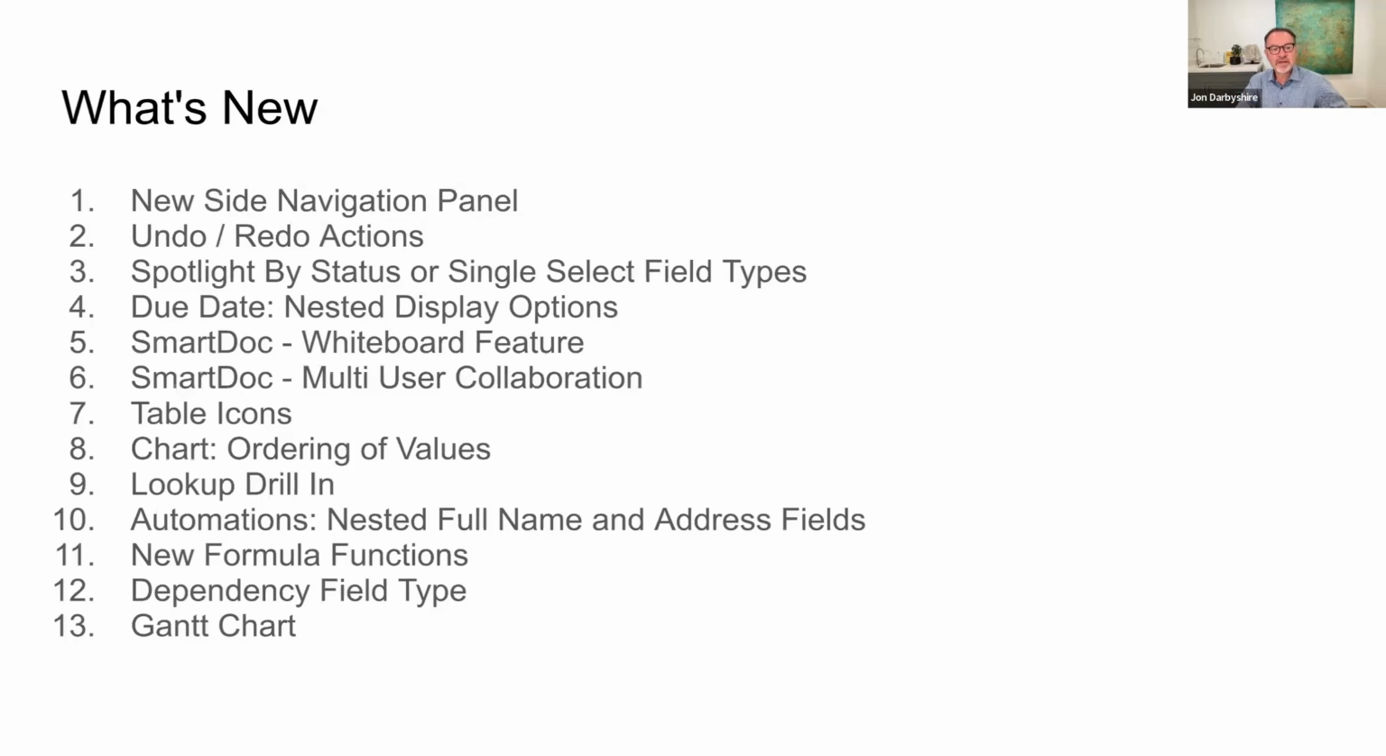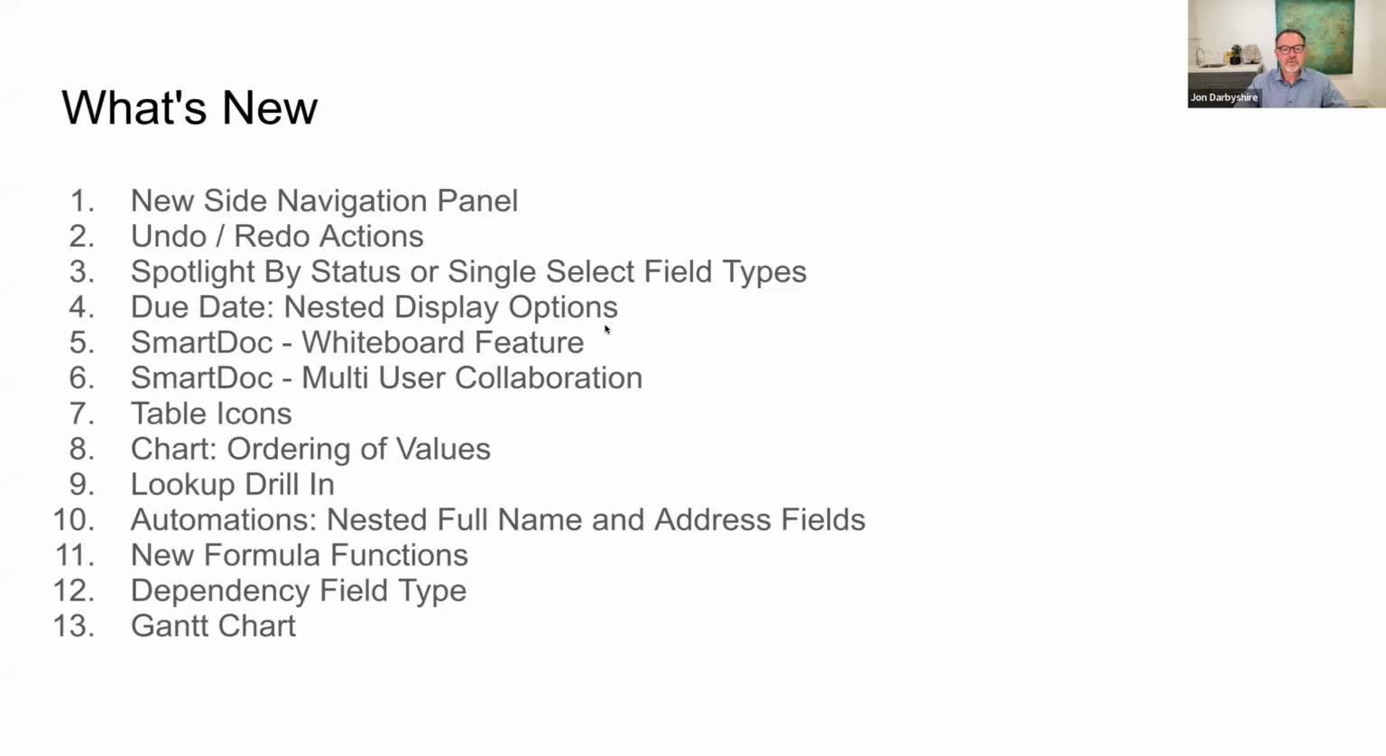So we have a new left nav side panel for views that we're going to demo and show you that went live this morning. We've added undo, redo actions that are available inside of our view types. For making updates to single fields or deleting records, you can now undo, redo those actions. We've added additional spotlight capabilities using single select and status fields to auto color things. We've broken our existing due date field into a nested field type that allows you to see the date range, or you could see just the due date or the start date or the end date.